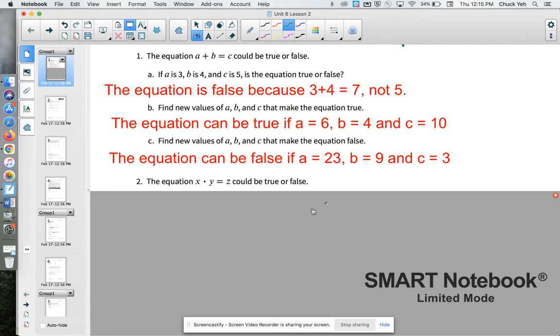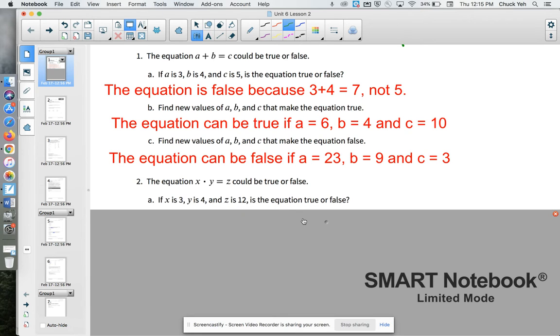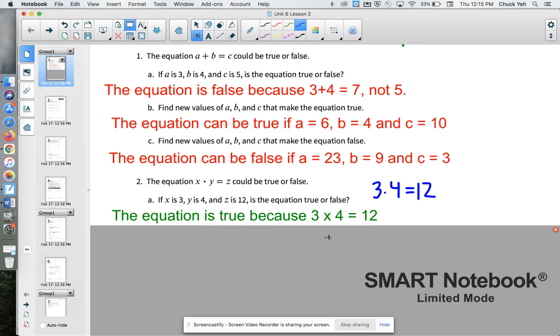The next part, the equation x times y equals z could be true or false. If x equals 3 and y is 4 and z is 12, is the equation true or false? Is 3 times 4 equal to 12? The equation is true. We get 3 times 4 equals 12.